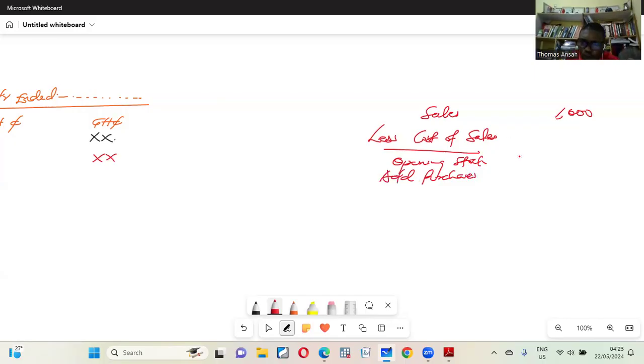Now, this one, let's say it is 500. You have purchases of 200. If there are any carriages, you know that you add carriage inwards. So let's say that one is 100. Now, total, you have what? 800. Now, if there were drawings of goods in your footnotes, what you do is that you less drawings, don't you? Less drawings of goods.